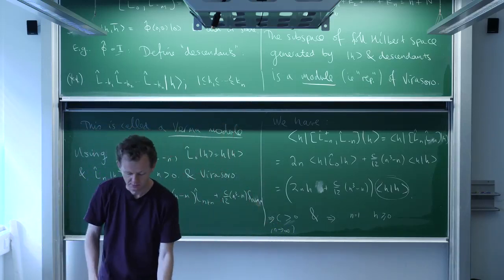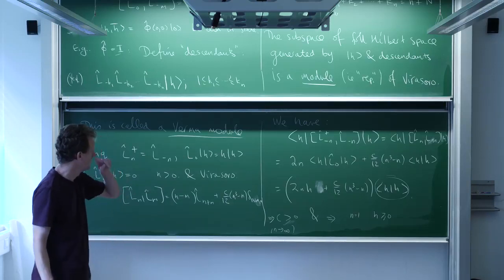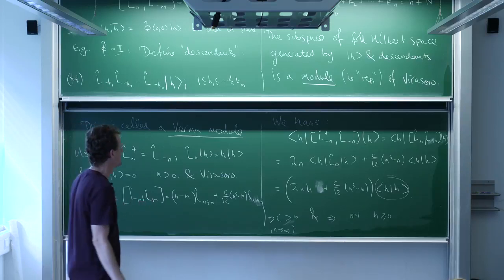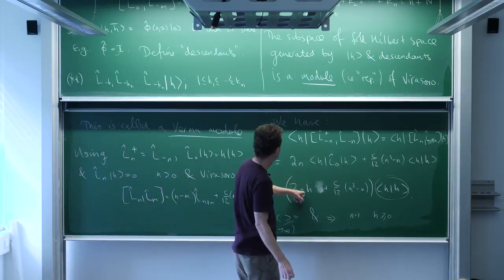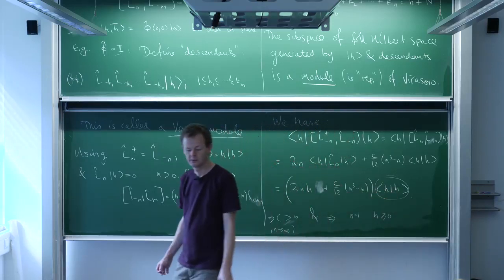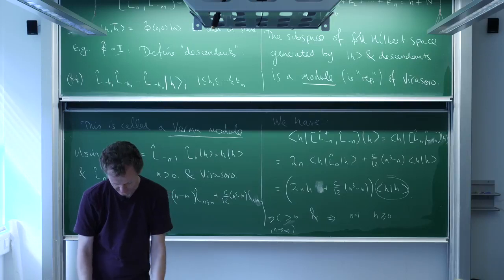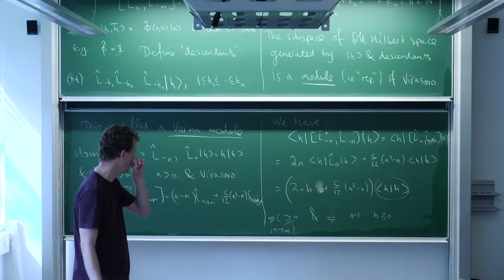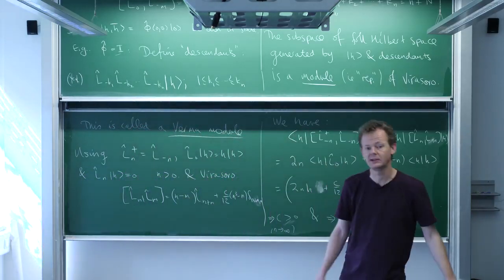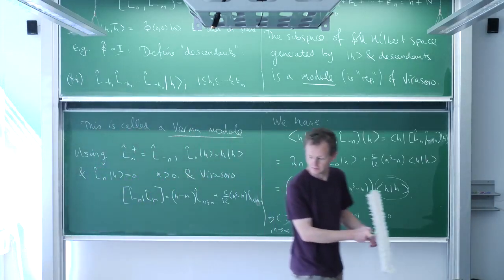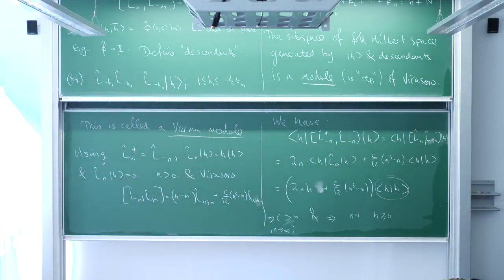And the final simple observation is, what if h is 0? Well, if h is 0, then this is in fact the vacuum. And that follows from just applying L0, L minus 1, and L1 to the h is 0 state. So any primary field with h is 0 is the vacuum. All right, and then I think we have one final comment that's very interesting, worth mentioning.